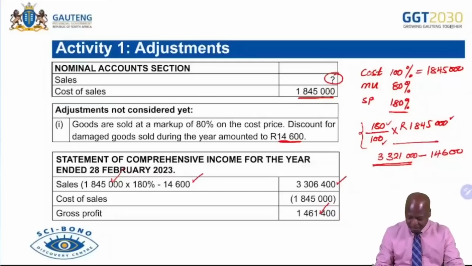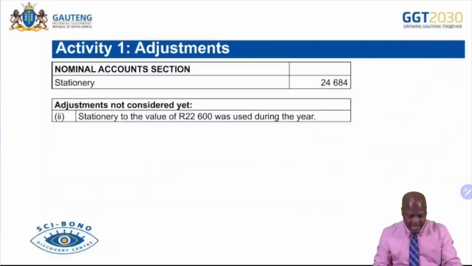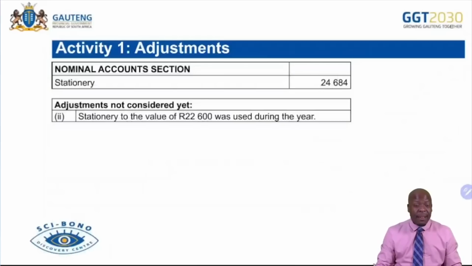Adjustment number 2. Are you ready? It reads, adjustment number 2. Stationery to the value of 22,600 was used. In this case, they are giving us what was used. In other adjustments, the examiner would bring stationery on hand, whereby you are given what was not used. But in this case, the examiner is giving us what was used. You have to remember that what has been used is the expense. So once I get my used, I know that they've given me my expense for the year.